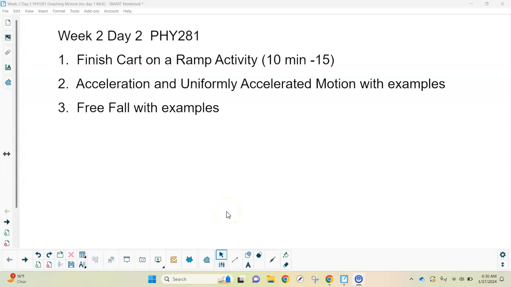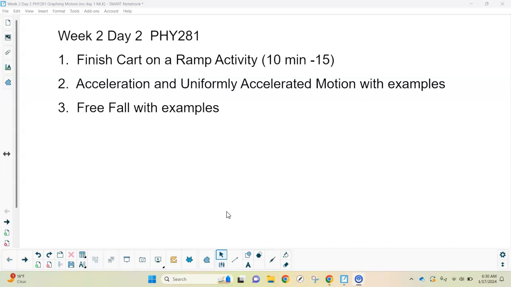All right, guys. So, because of the roads today, we're not having class. So here's the video that we would, or the lesson that we would do, just doing it on a video instead of in person. So obviously, we're not going to be able to do the cart on a ramp activity today. So we'll pick that back up when we meet again next Monday.